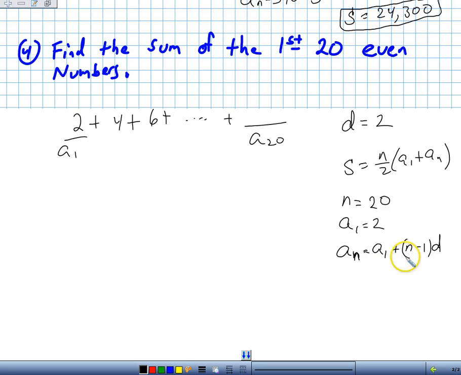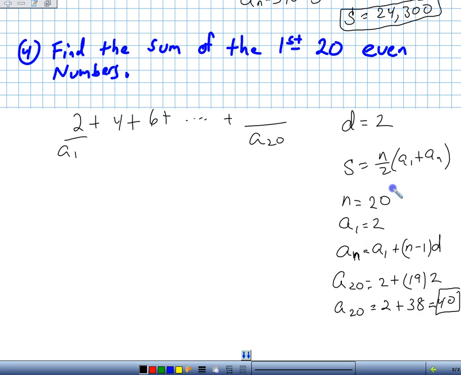Okay, so let me do this calculation here. So if I want to do a sub 20, I use this formula, and so a1 is 2 plus n minus 1. N is 20, so 20 minus 1 is 19. And the common difference is 2, right? Separation of 2. So a sub 20 is equal to 2 plus 38, or 40.